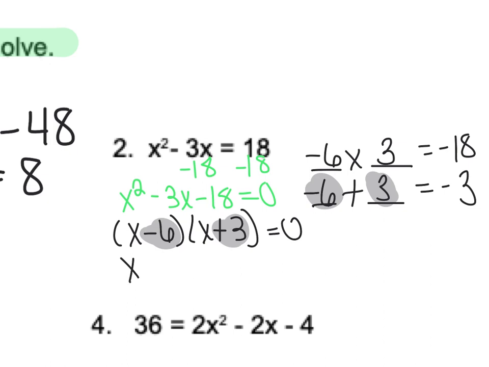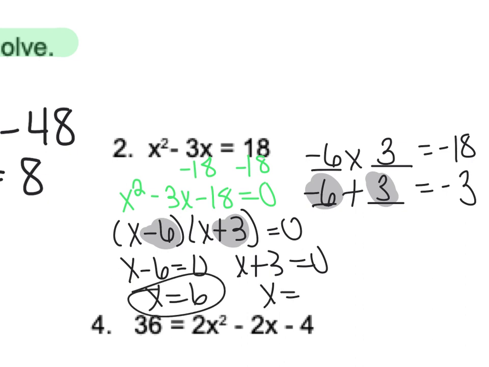If we set each of these equal to 0, we would get either x equals 6 or x equals negative 3.